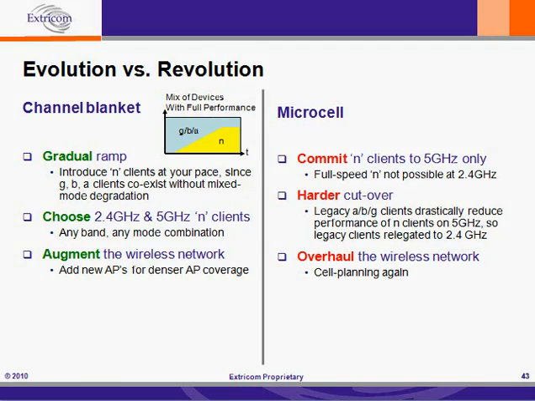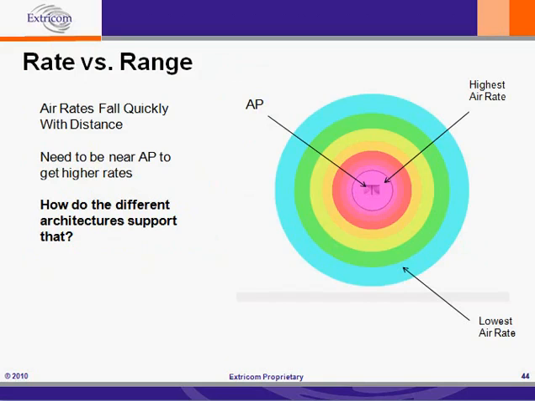Now let's take a closer look at rate versus range, which we touched on earlier. The expression rate versus range describes a very basic fact of wireless networks, that the available error rate drops off rather dramatically as the client distance from the AP increases. So users need to be near an AP to get good error rates, otherwise the potential of 802.11n is wasted.